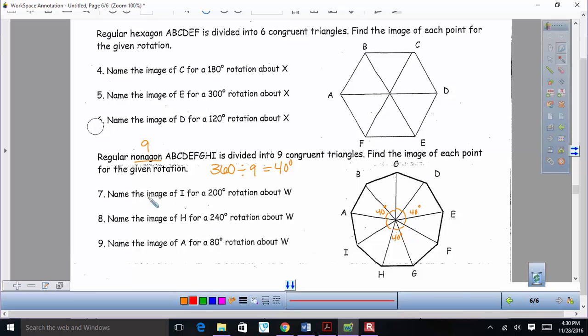So the first one asked me to name the image of I. So I'm going to start at I for a 200-degree rotation. So now to figure out how many times I have to go to get to 200, we're going to take 200 and divide it by 40, which is going to give us 5. So I've got to do 5 hops counterclockwise. So counterclockwise would be this way. So I'm going to go 1, 2, 3, 4, 5. And I land on D.